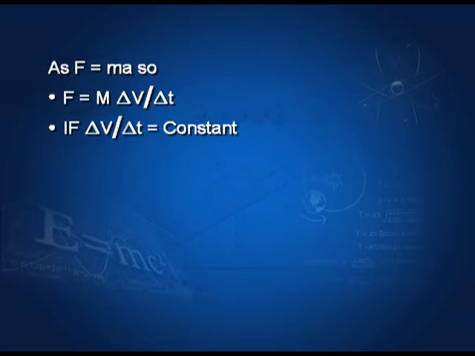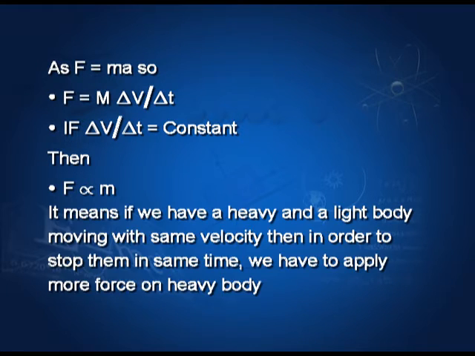As F equals ma, so F equals m delta v upon delta t. If delta v upon delta t is constant, then F is directly proportional to the mass of the body. It means, if we have a heavy body and a light body moving with same velocity, then in order to stop them in same time, we have to apply more force on heavy body.